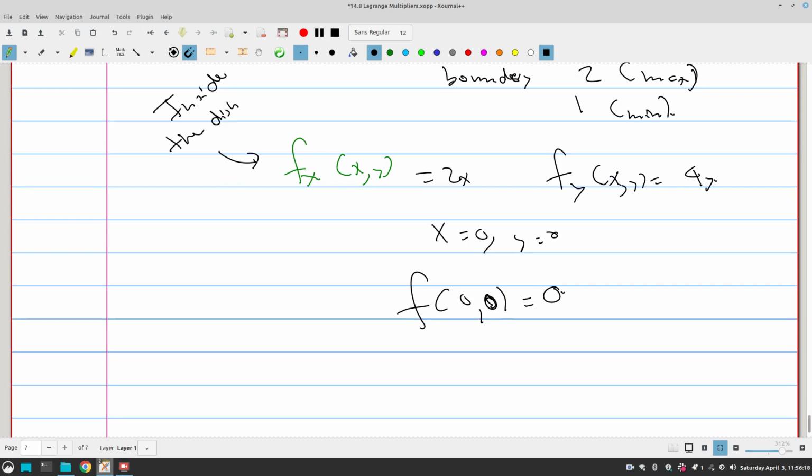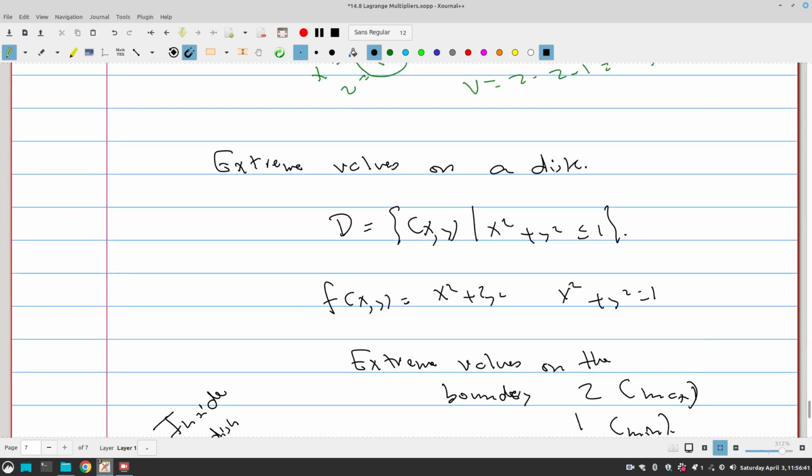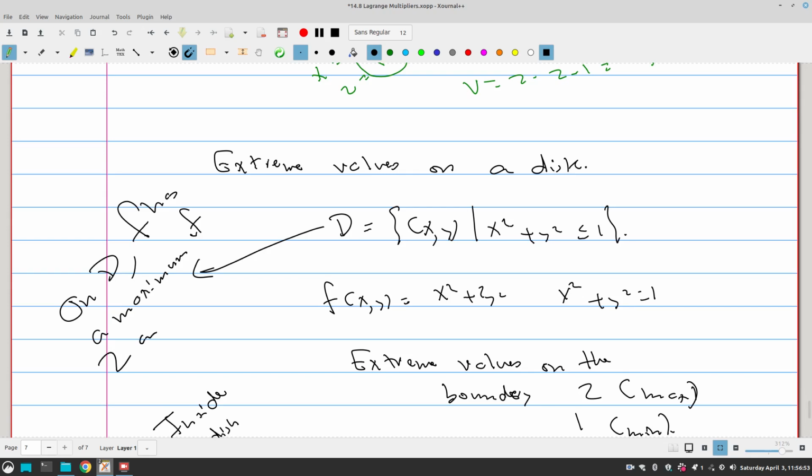Alright, so now since f of 0, 0 is equal to 0, this is lower than the minimum value that was on the boundary. So on D, we may conclude that f has a maximum of 2 and a minimum of 0.